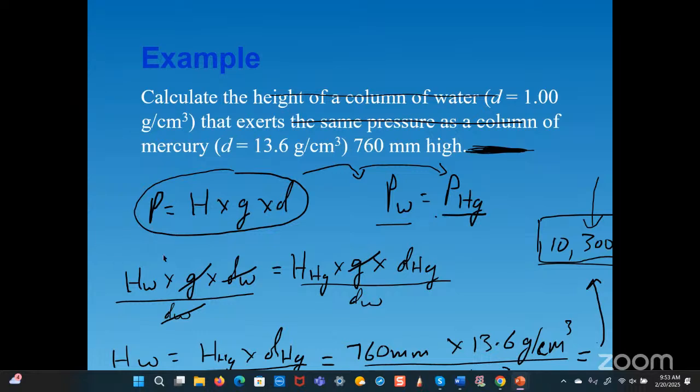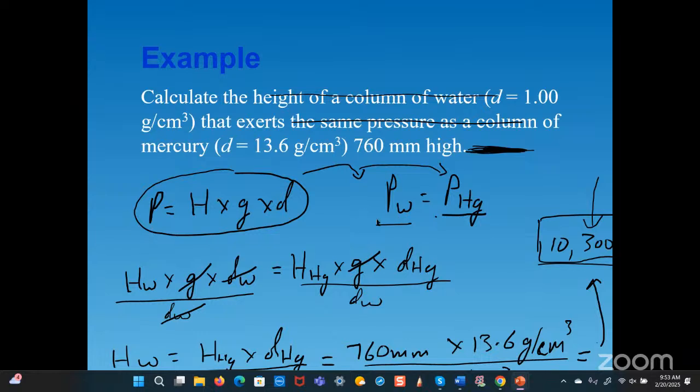The formula, if you remember, that I showed you before, is used to calculate the pressure exerted by a column of liquid. Just to remind you, the pressure is equal to the height of the column of liquid times the acceleration due to gravity times the density of the liquid. According to the question, the pressure of both the water column and the mercury column would be the same, so PW, the pressure exerted by the water column, is equal to P mercury, the pressure exerted by the mercury column.